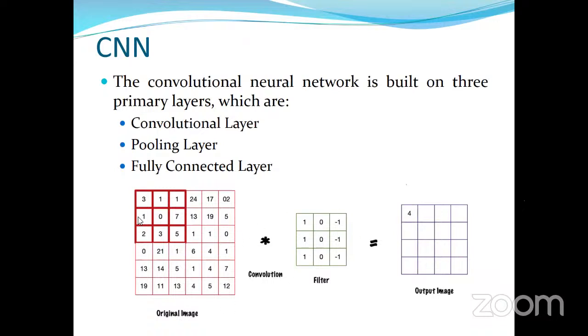So that is how the image is processed. When you are convolving an image, this filter is applied on this image, and you get an output. This is about the convolution layer.